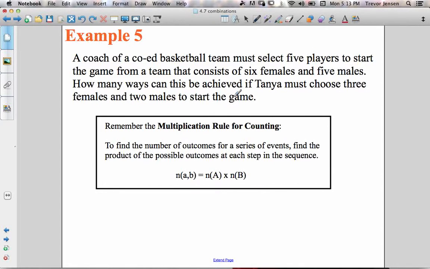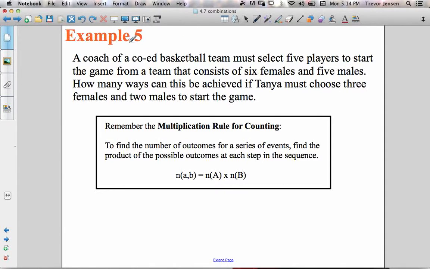Okay, this is where I'm going to do 2 more examples, and this is where the problems are going to get maybe a little bit more complicated. You're going to have to remember a couple things. You're going to have to remember the multiplication rule for counting. What that says is, to find the number of outcomes for a series of events, find the product of the possible outcomes at each step in the sequence. That just means: how many outcomes are possible for each step, multiply them together, and that tells you how many possible outcomes you have.